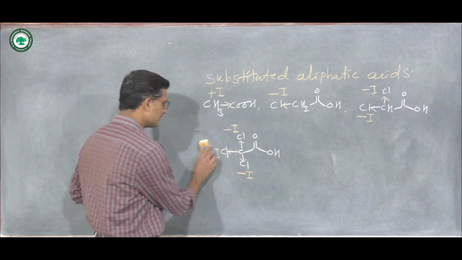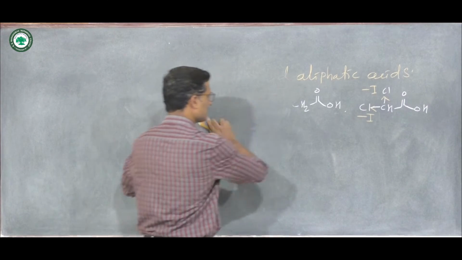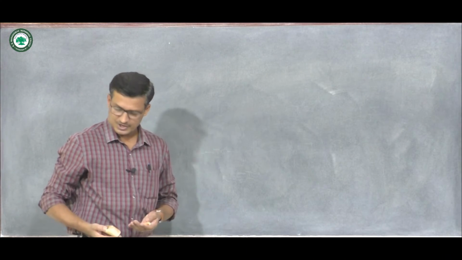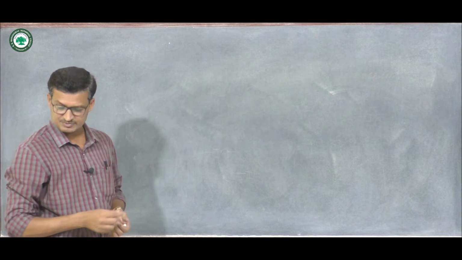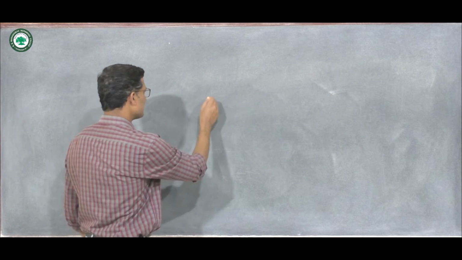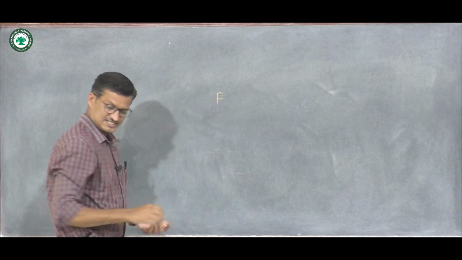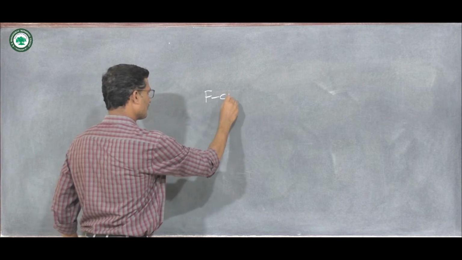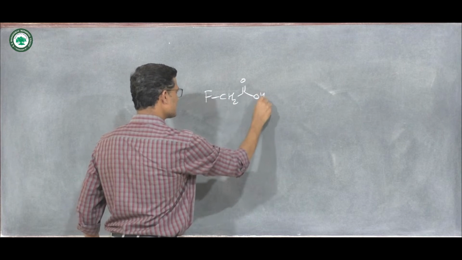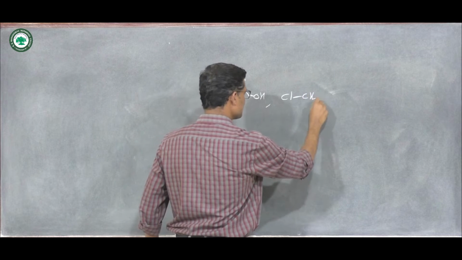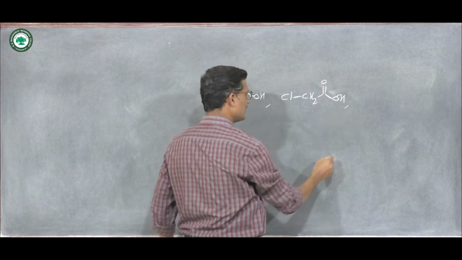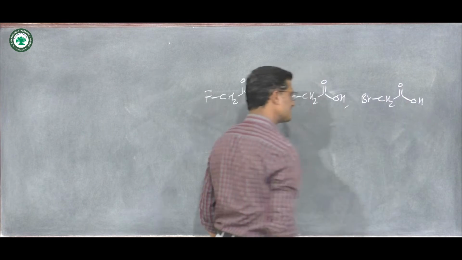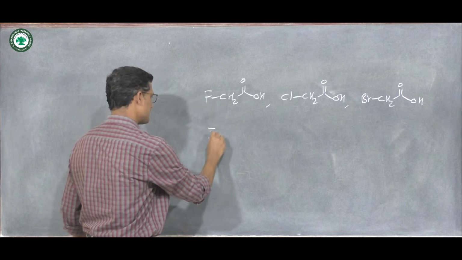You take a next example, where we change the electronegative atoms, or we change the substituent. So what happened here? You take first fluoroacetic acid. Then you take chloroacetic acid. Then you take bromoacetic acid, and you take iodoacetic acid.